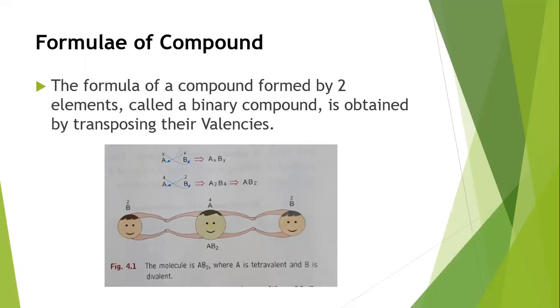Then the compound formed between A and B will have the formula AXBY. There are some exceptions like H2O2, we call it hydrogen peroxide, in which the numeral subscripts are not divided by the common factor.